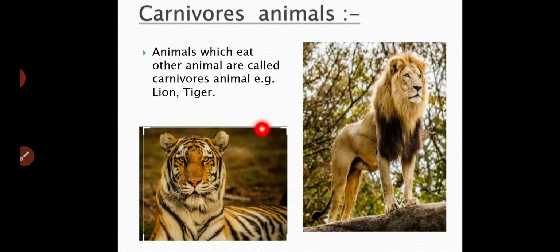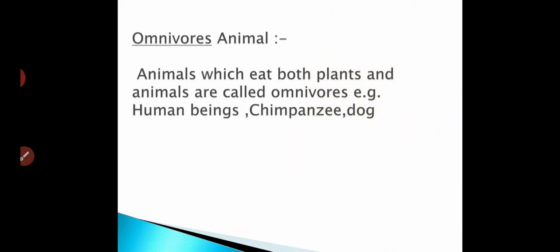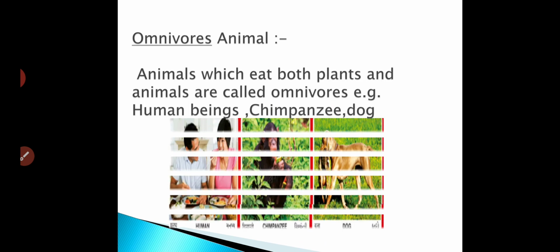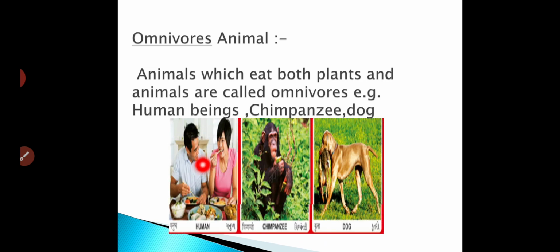Now, if you take tiger and lion, what are they eating? They are eating other animals. So these animals are called carnivorous animals, because they depend on other animals. Now, animals which eat both plants as well as animals are called omnivorous animals. Examples are chimpanzees, human beings, dogs, right?